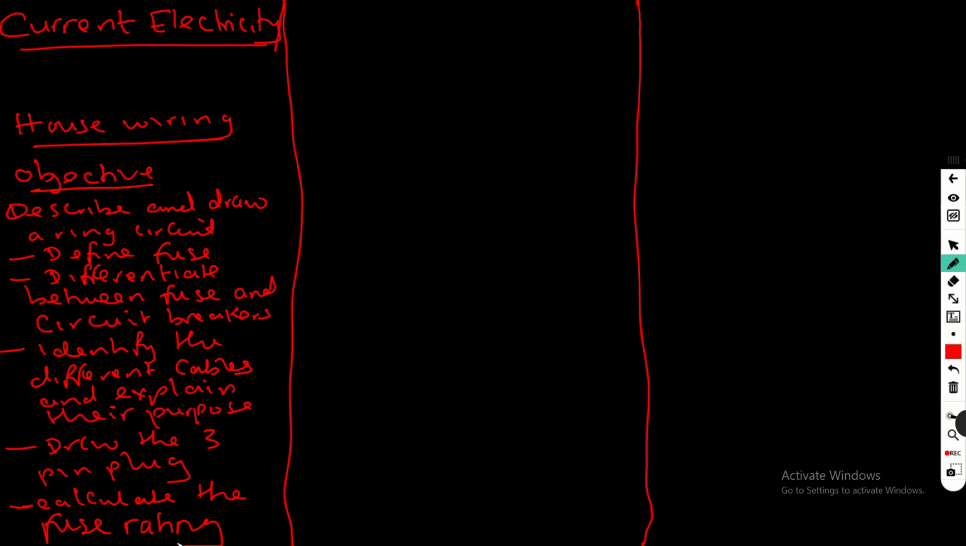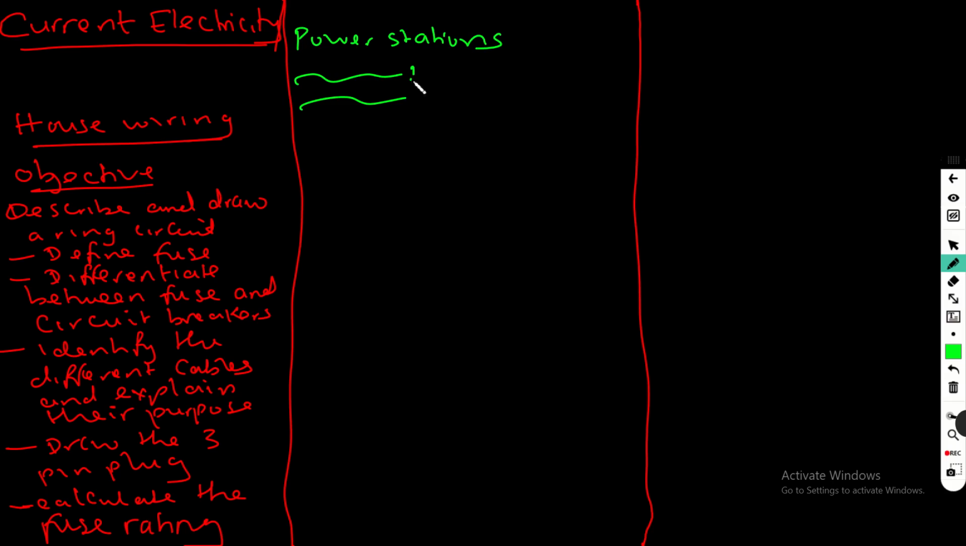Now, so let's begin. In every household, we use electrical energy. And where is electrical energy coming from? Electrical energy is coming from hydroelectric power stations, that we have. And it is transferred from the power stations to our houses through cables.